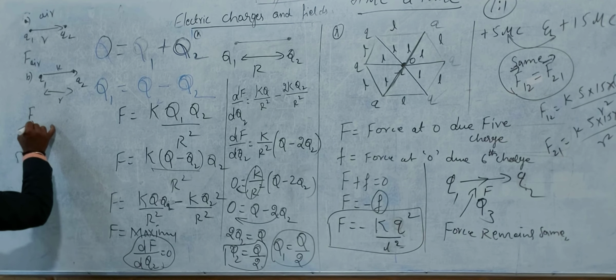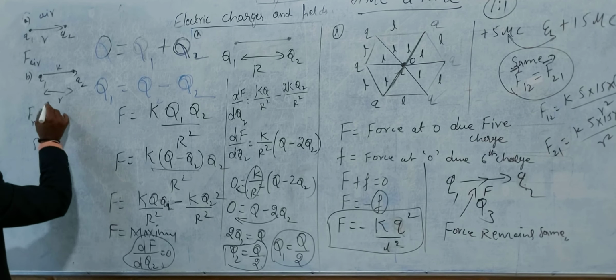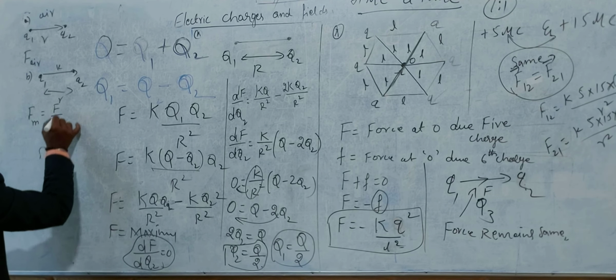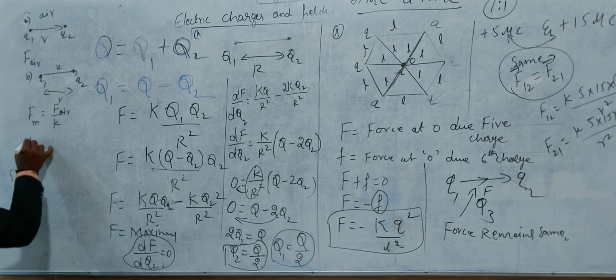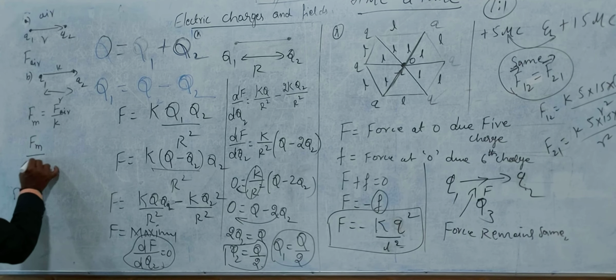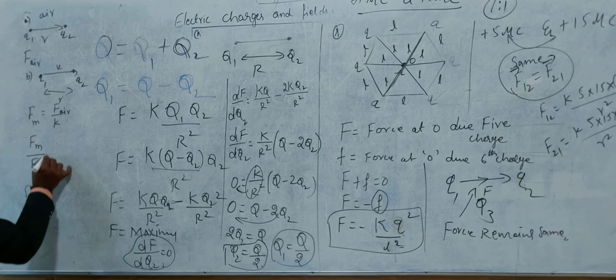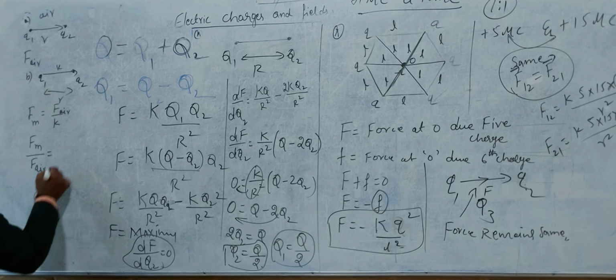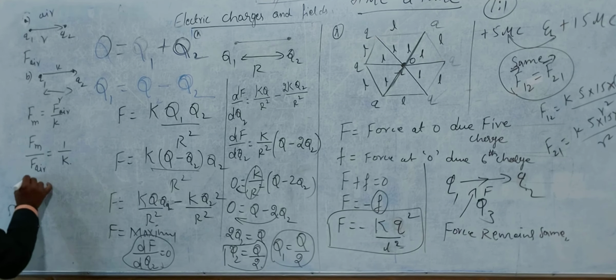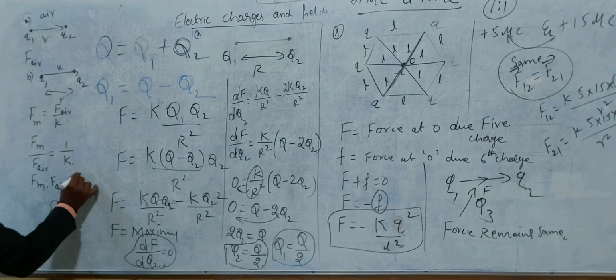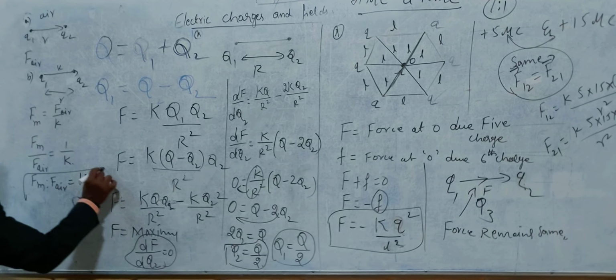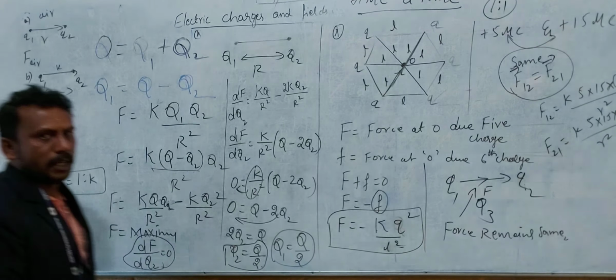The force in the medium is decreased by K times compared to air. Therefore, the ratio of Fm divided by Fa is equal to 1 divided by K. Therefore, Fm is to Fa is equal to 1 is to K.